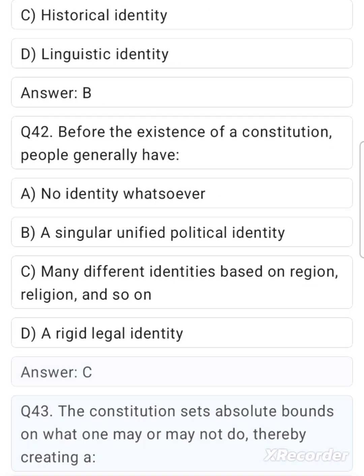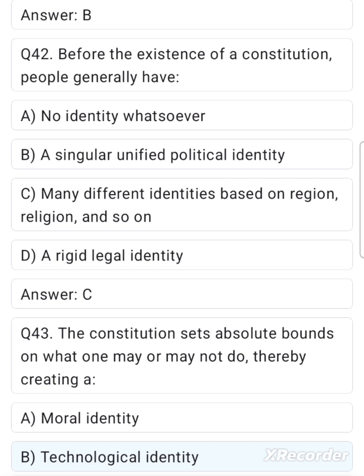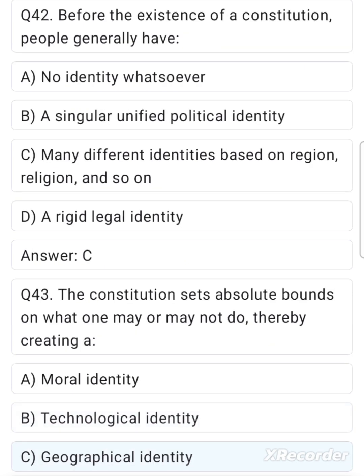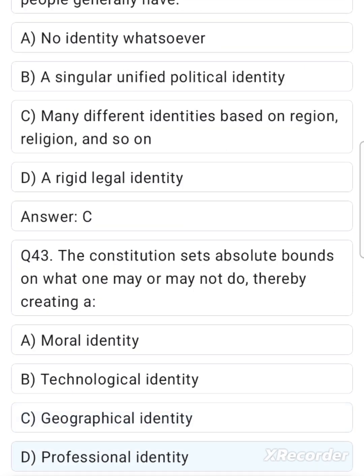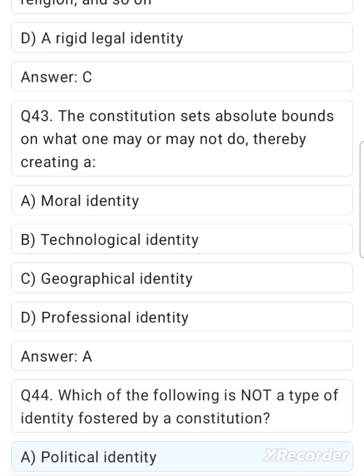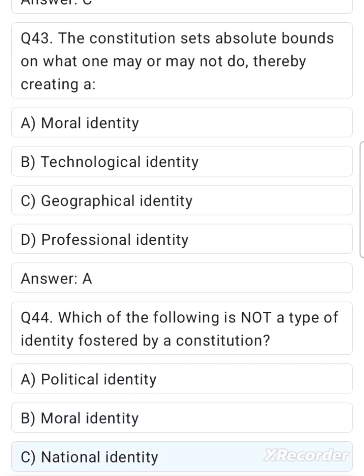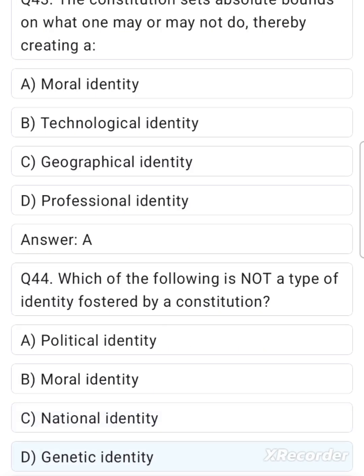Answer. C. Q43. The Constitution sets absolute bounds on what one may or may not do, thereby creating A. Moral identity. B. Technological identity. C. Geographical identity. D. Professional identity. Answer. A. Q44. Which of the following is not a type of identity fostered by a constitution? A. Political identity. B. Moral identity. C. National identity. D. Genetic identity.